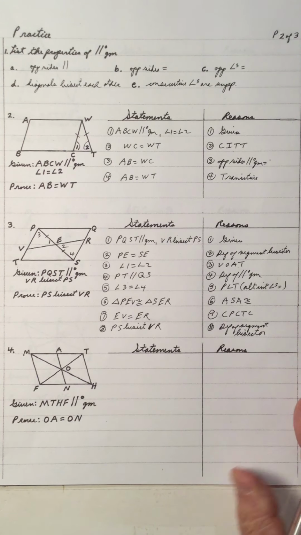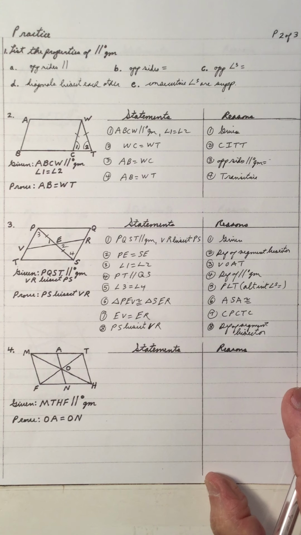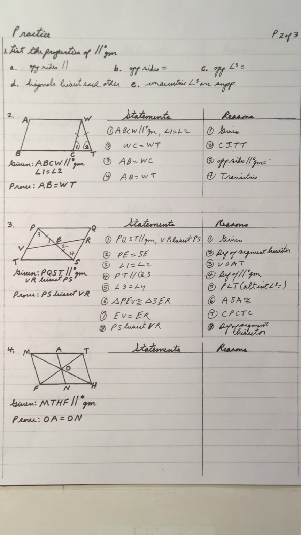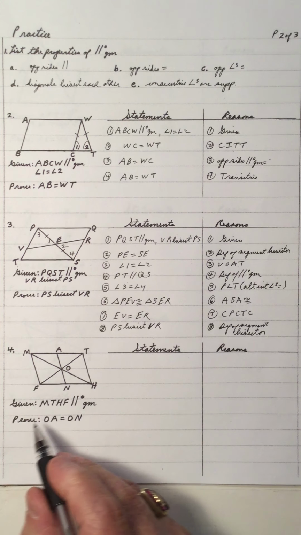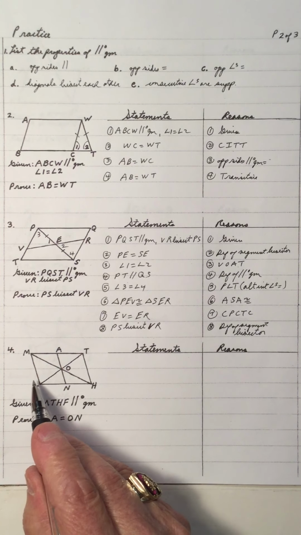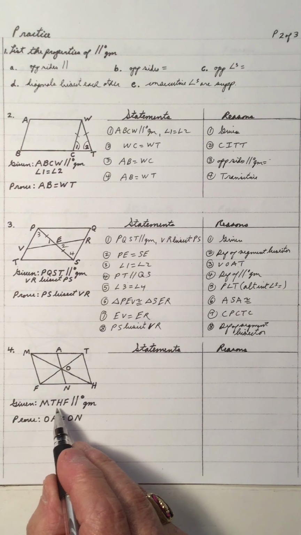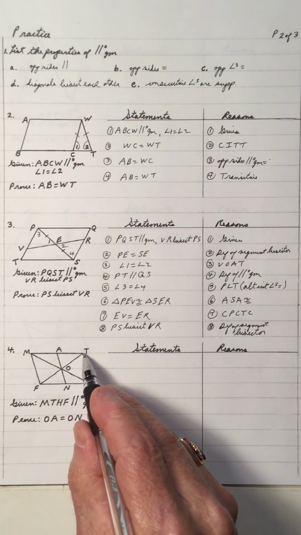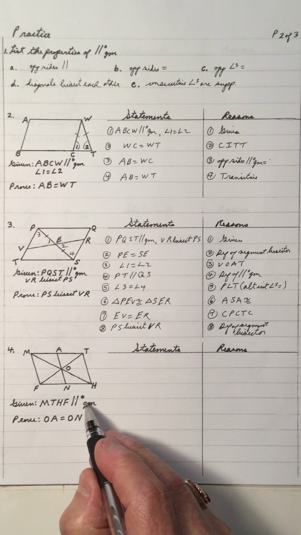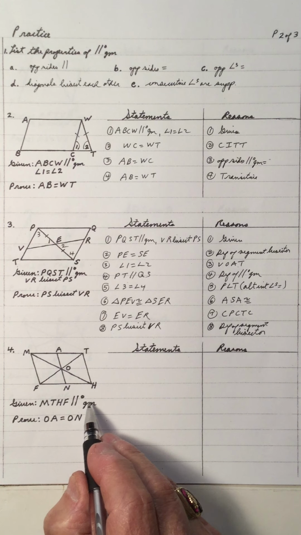Okay, hopefully everything is going okay. Hopefully you're getting a better handle on the proofs. So let's do another one. Again, this figure, lots of segments. MTHF is a parallelogram. So again, the properties. You can put the properties, that's going to help you do your proof.